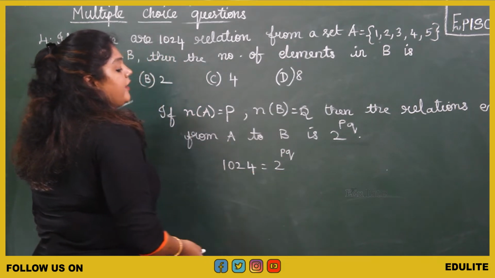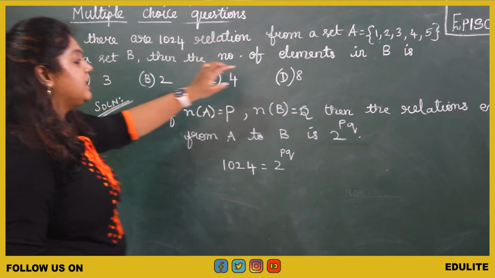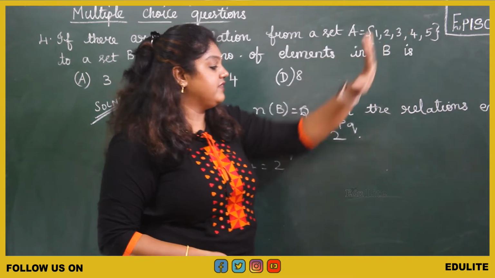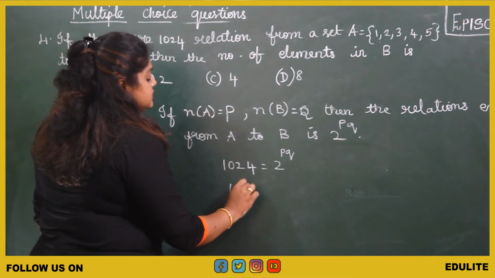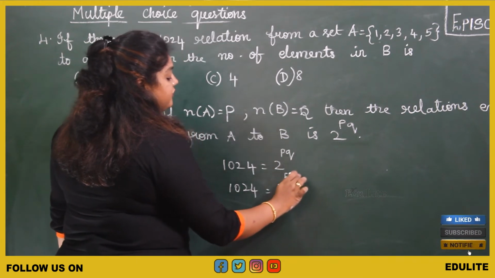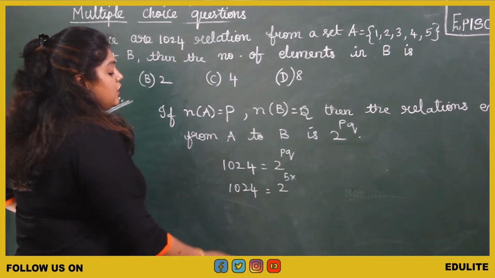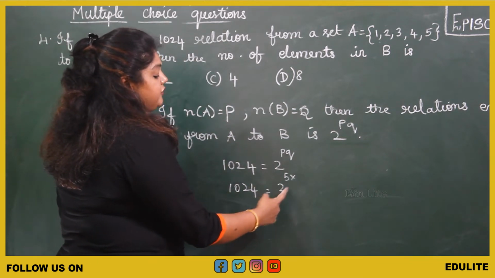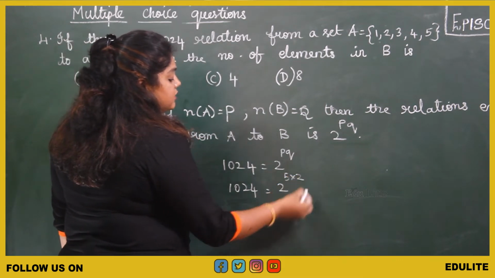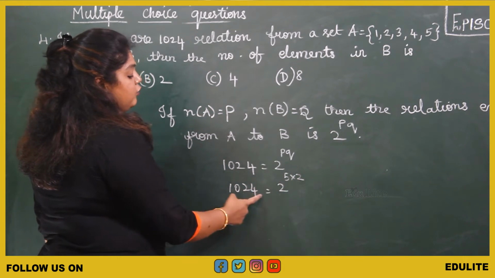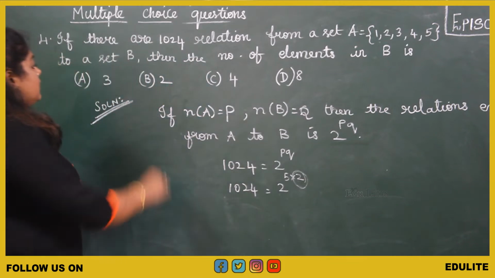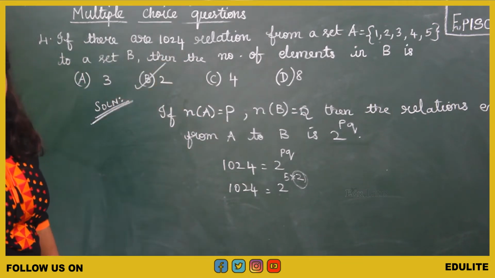Okay, and one more point we are given with, the number of elements in set A, which is 1, 2, 3, 4, 5. There are 5 elements. Therefore, 1024 equals 2 power 5 into, we need to find the value of Q. This is very easy to find because for which power of 2 we will get the value 1024. So, if I multiply 5 2s are 10, 2 power 10 value will be 1024. Therefore, the number of elements in B is 2. B is the right option.